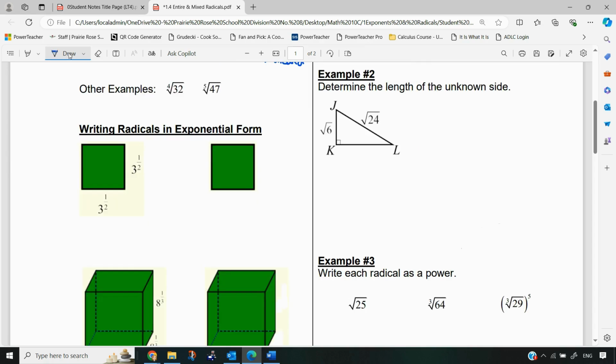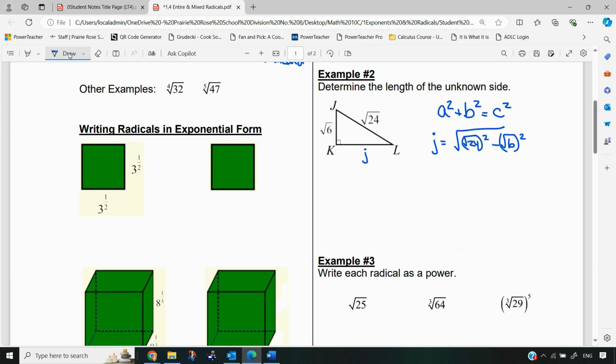Example 2 asks us to determine the length of the unknown side. So when we're looking at this triangle, I have a short side of root 6 and a long side of root 24, and I'm looking for the side opposite angle J, so that would be side J. This is a Pythagorean theorem question, so our standard formula is a squared plus b squared equals c squared. Because we're looking for a short side, we can do that by subtracting. So J can be the square root of root 24 squared minus root 6 squared.